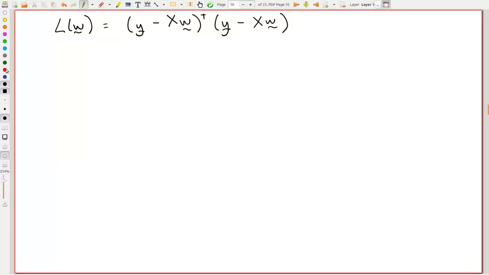Let's just be really slow about it just to make sure that we're comfortable. So this is our n by 1 vector. We're going to transpose it to 1 by n, and this is going to be an n by 1. So when we do the dot product of those 2 things, we're going to get a single scalar value.